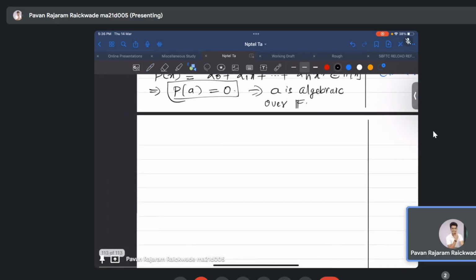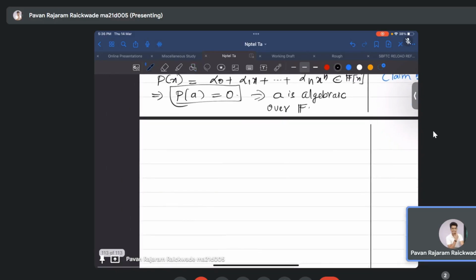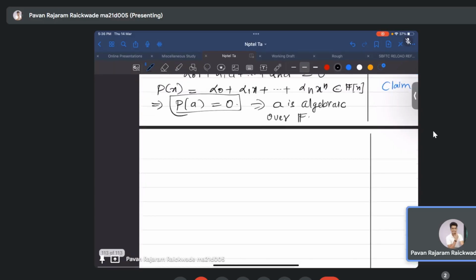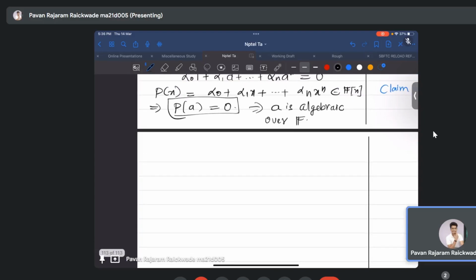So how would I prove this? Any algebraic element corresponds to a polynomial in Q[x], right? So the number of algebraic elements will always be less than or equal to the number of polynomials. How would I show this? I will give a mapping, let's say. How can I give this mapping?